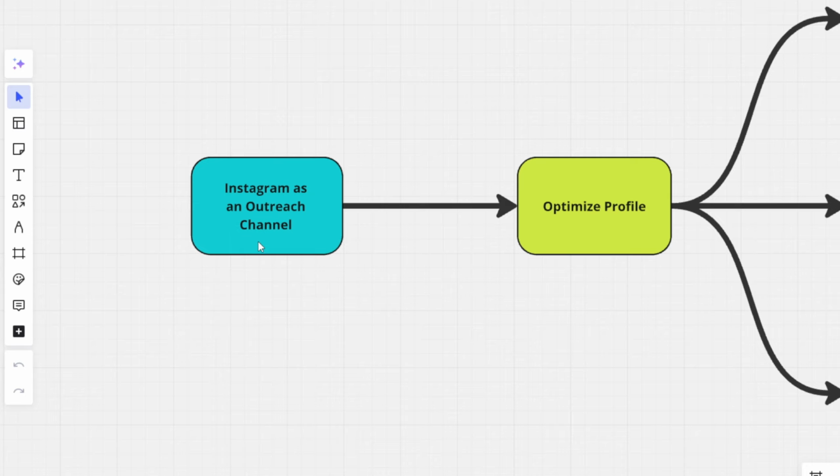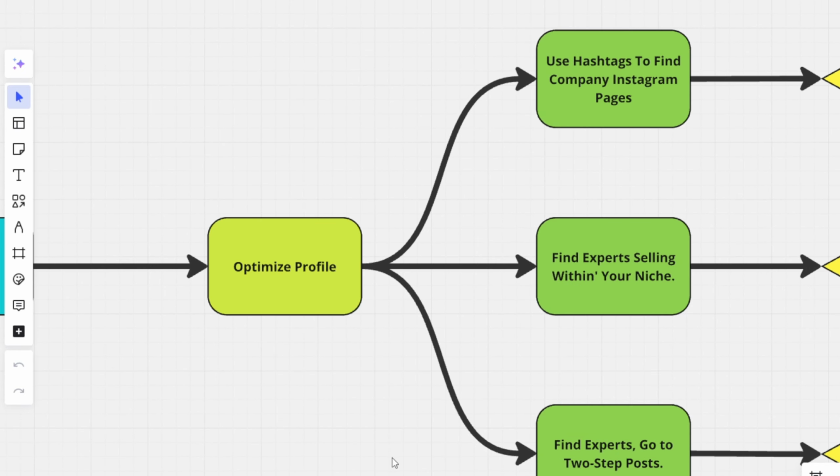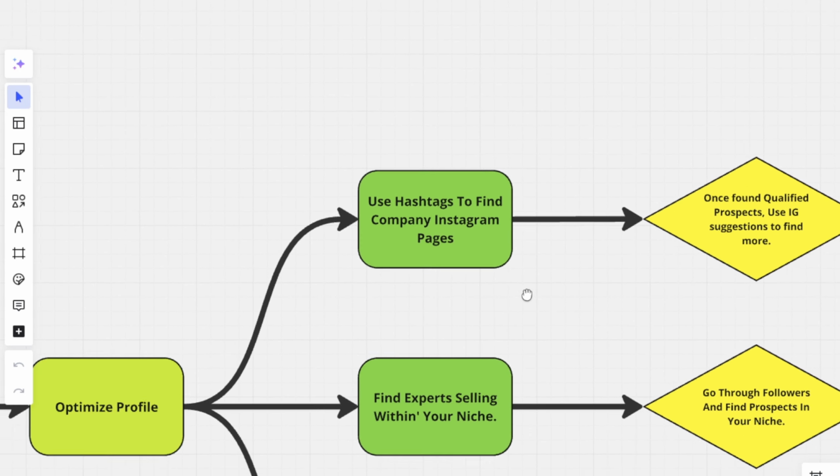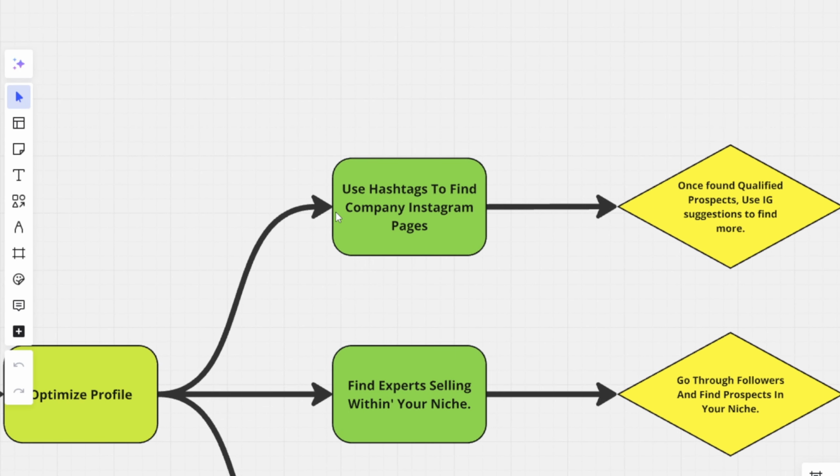Instagram as an outreach channel. Let's say you've gone ahead and bought your Instagram account, or you have an aged account that you've been setting up for a while. You have some traction going and you've optimized the profile. This is what you need to start doing from there on out. Use hashtags to find company Instagram pages. Essentially, find different company Instagram pages within your niche. Use the Instagram suggestions to find more people or qualified prospects within that niche.